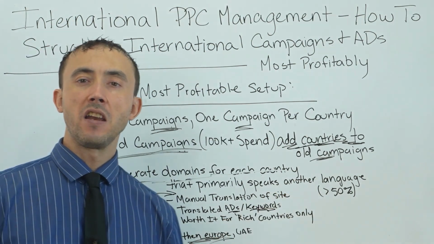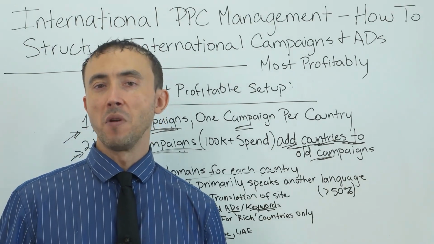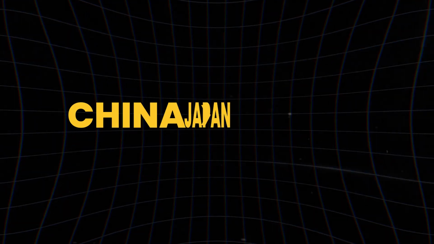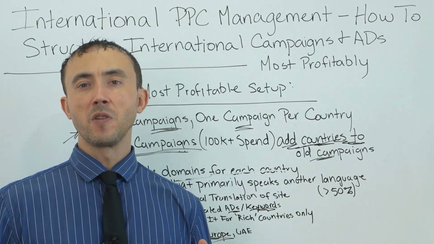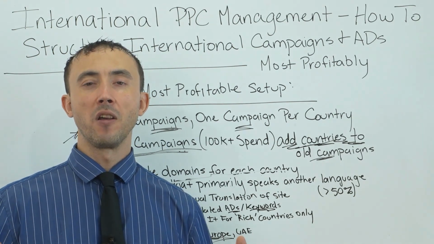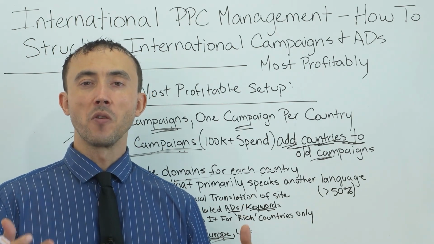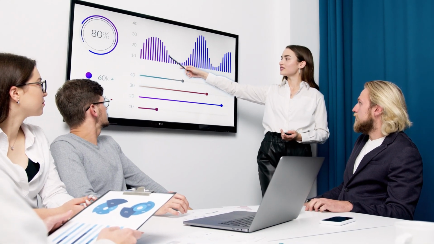What you're going to find is some countries are going to be wildly more profitable than other countries. You may find, for some reason, China does 10 times the volume as Japan. And it's a little bit different for each market. The only way you know it is once you actually go out and try it. You'll find out what it is for your market, but it's worth doing because you can double your sales by making these other campaigns.